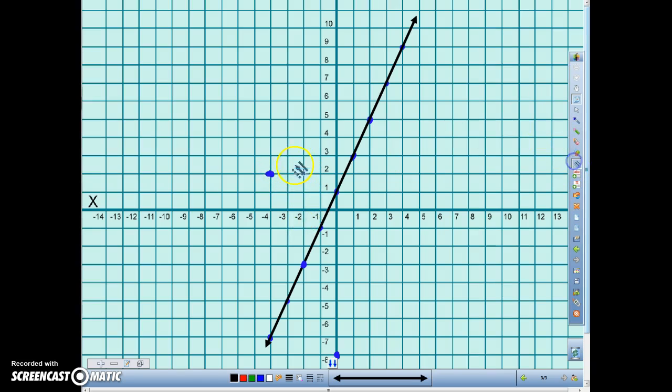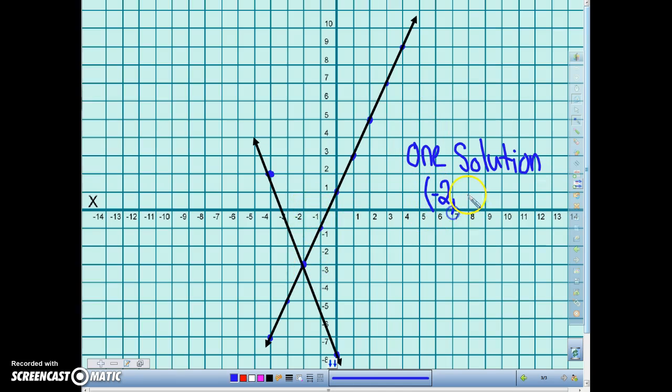So we've already found our crossing point. This line has one solution. And then you have to name that solution. It crosses at (-2, -3). It's a coordinate, so it's got parentheses around it and everything.